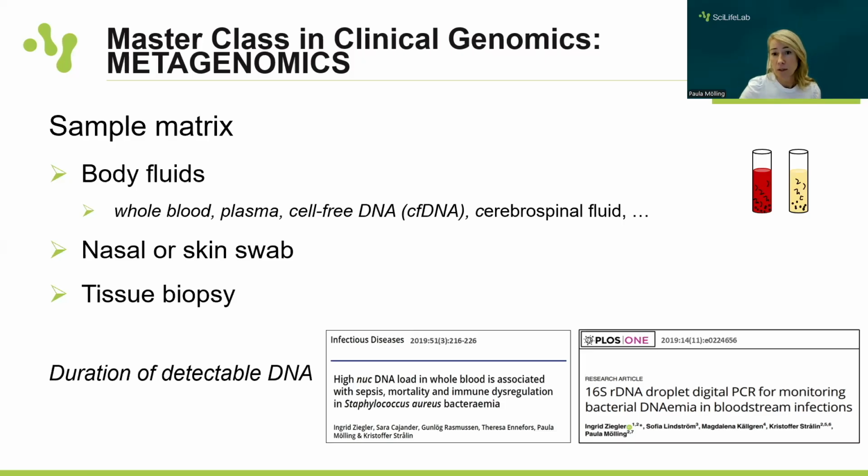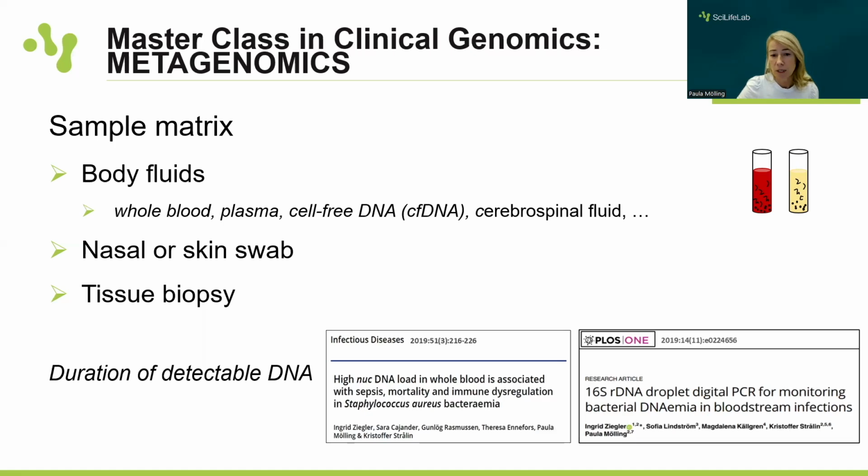And then you can also use, for example, the cerebrospinal fluid, for meningitis. And if you have a non-invasive infection, you can go for nasal or skin swabs. Or if you know it's a local infection, you may also need to use tissue biopsies. And then we also have to take into account that the duration of detected DNA depends on the sample matrix, but it can also vary between the different pathogens.